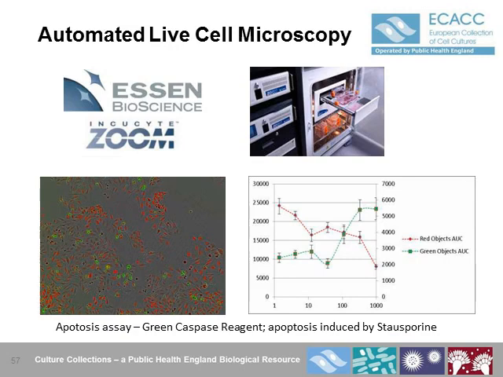We saw at the beginning of the presentation that as long ago as 1907, Ross Harrison used his hanging drop method combined with a camera obscura microscope to generate qualitative and quantitative real-time imaging data on his neuronal cultures. At ECACC, we now use automated live cell microscopy in the form of the Essen Incucyte Zoom to capture qualitative imaging and quantitative data on our cell cultures as they grow.